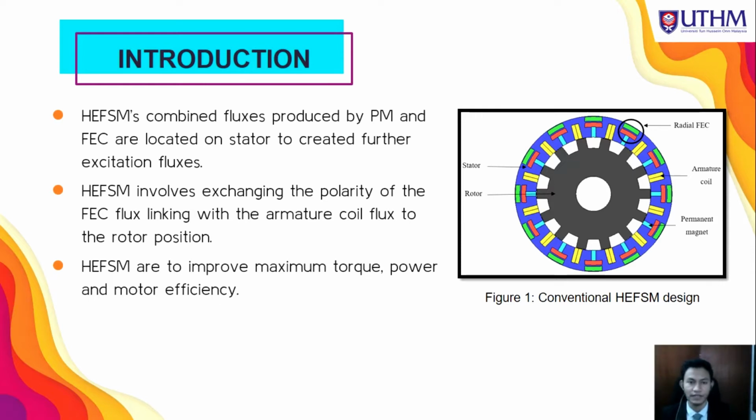The operation of the HFSM is exchanging the polarity of the FEC flux linking with the armature coil flux according to the rotor position. The benefit of the HFSM is that it can improve the maximum torque, power, and also the motor efficiency.